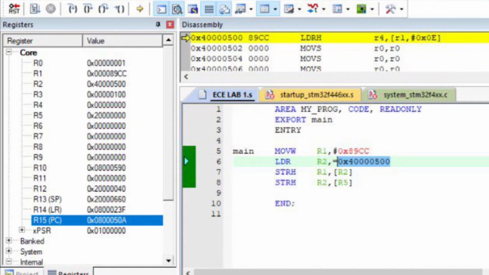As we can see at the yellow part, the data 89CC is at this address, the R5 address, which is 0x40000500.